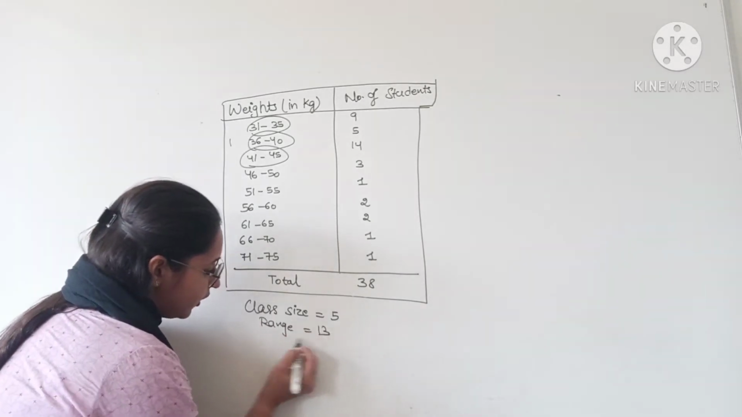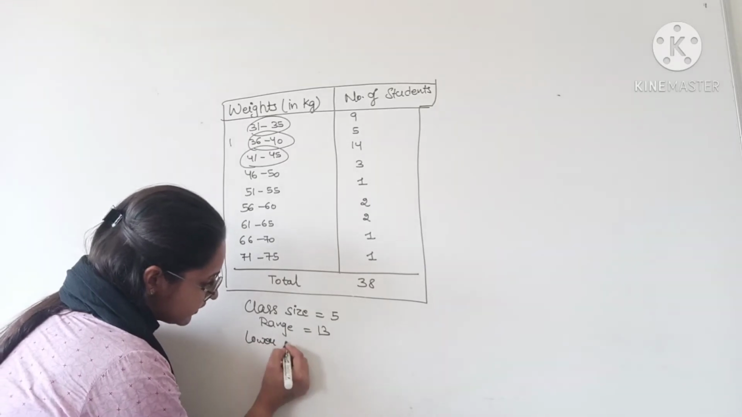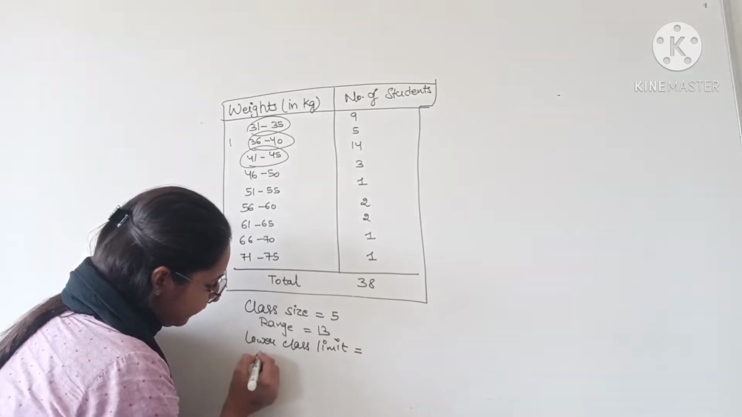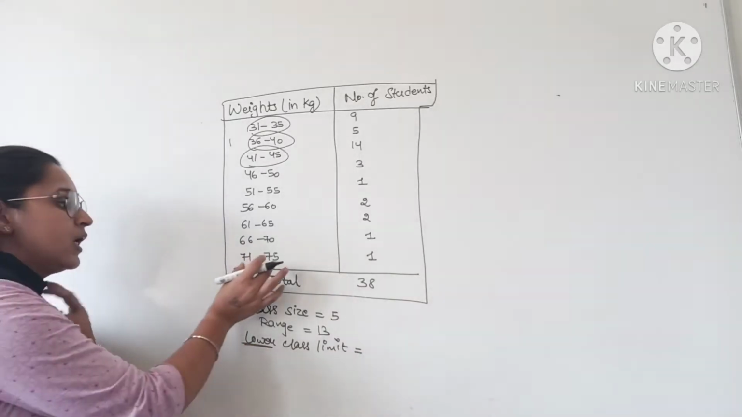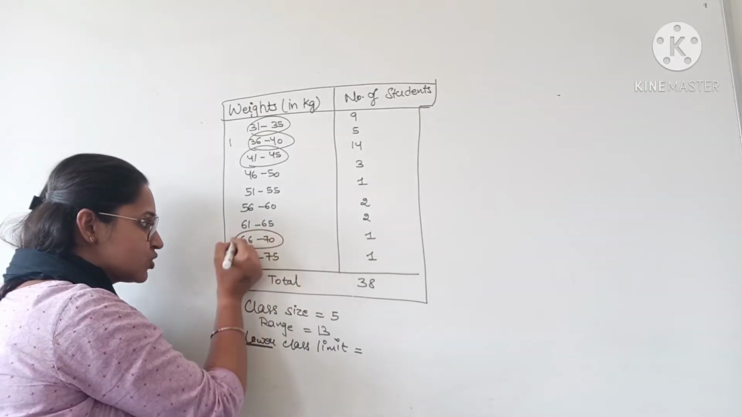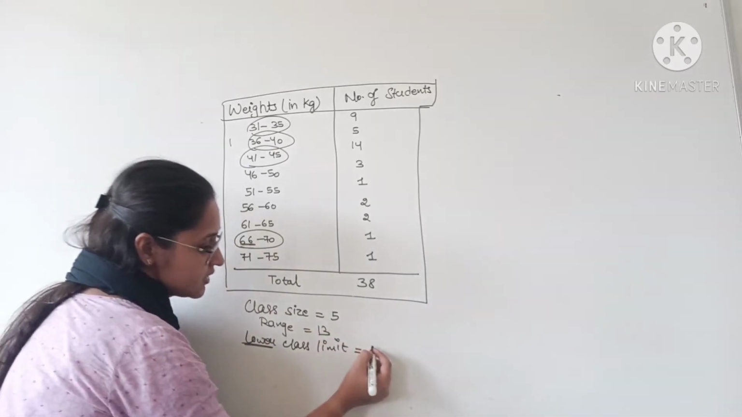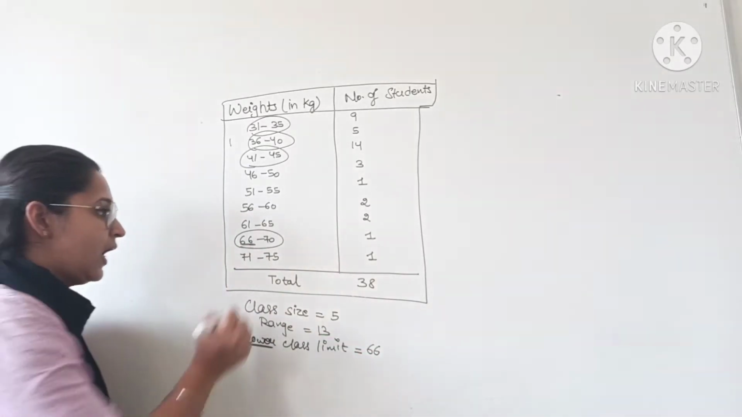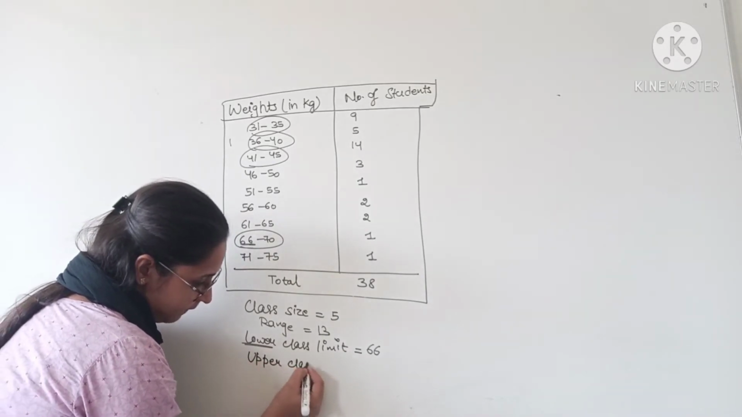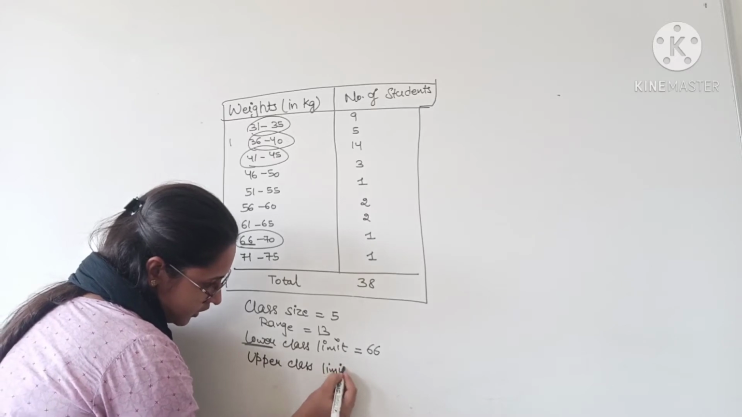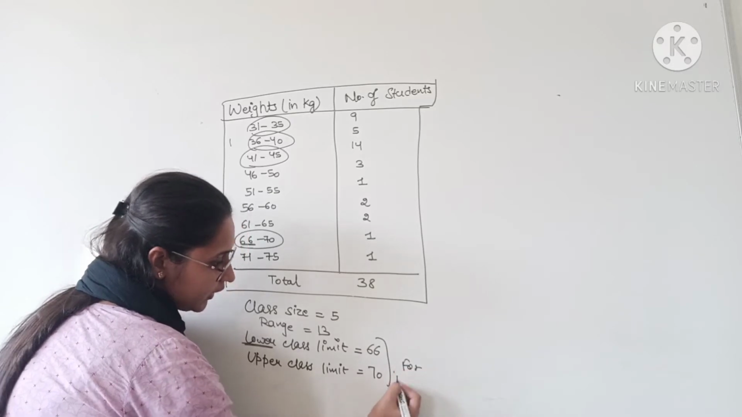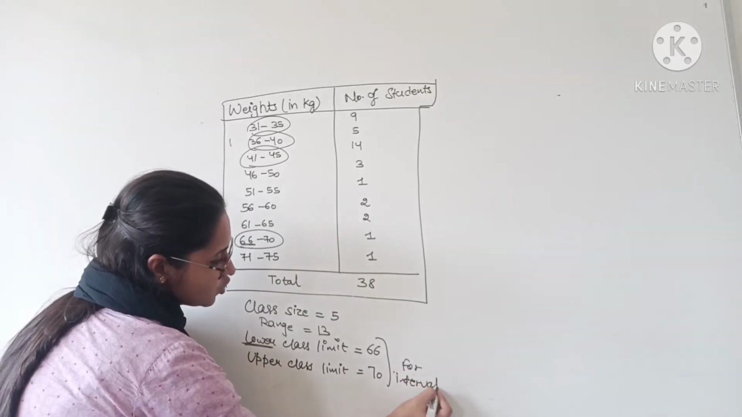Now, what is the lower class limit? Lower class limit means, in this class interval 66 to 70, 66 is the lower class limit and 70 is the upper class limit.